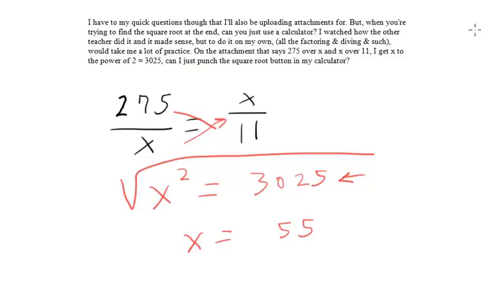Now, if it's not a perfect square, then sometimes you'll have to figure out how to break that down depending on how they want the answer. But in this case, yeah, you could just punch the square root button on your calculator, found out it was a perfect square and it was 55, and all is good. But again, if it's not a perfect square, then you might need to do some work with it, depending on what the answer looks like or how they want the answer.